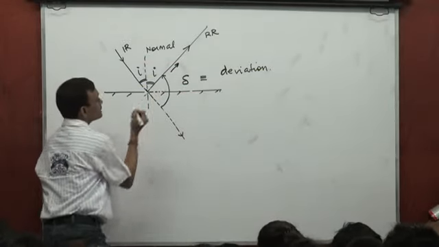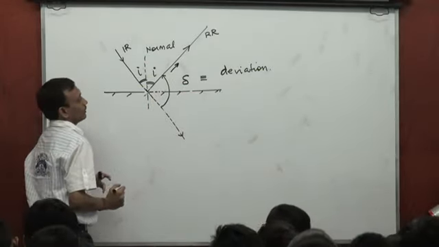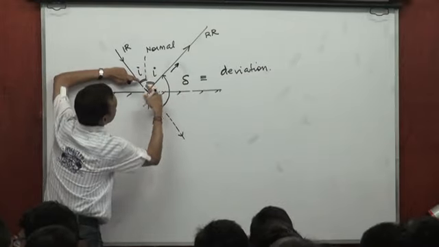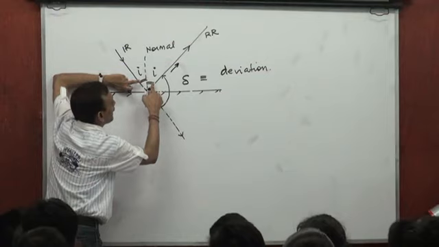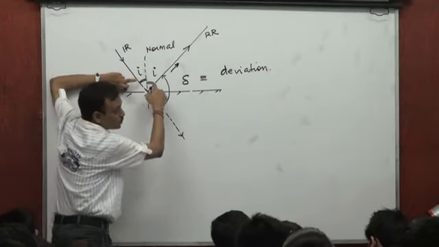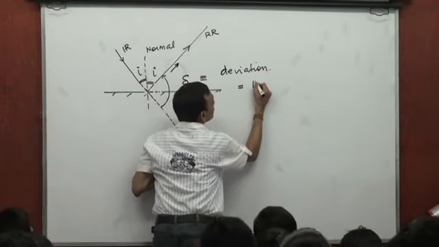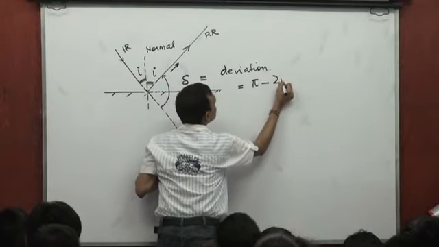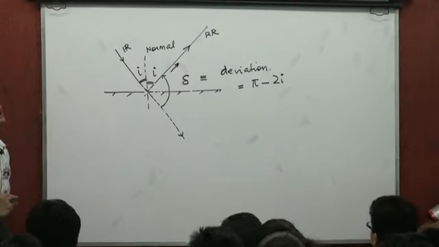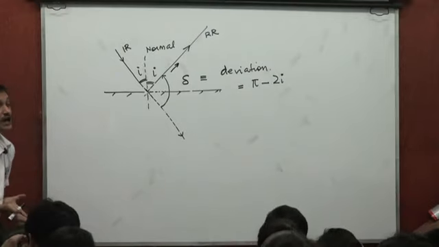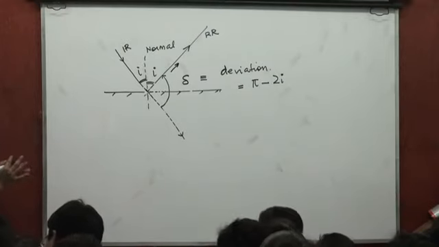Now, evidently this angle is 180 minus 2i. You realize that this angle delta in magnitude is 180 minus 2i. So, in reflection, the deviation produced by a single reflection is pi minus 2i, where i is the angle of incidence.